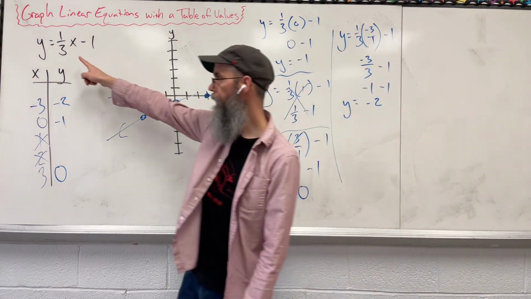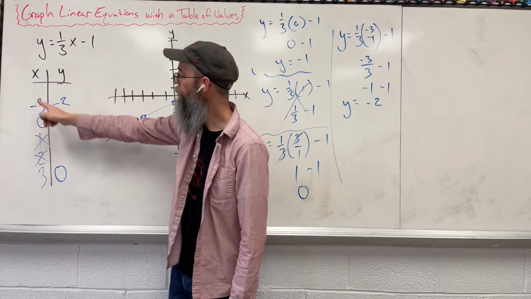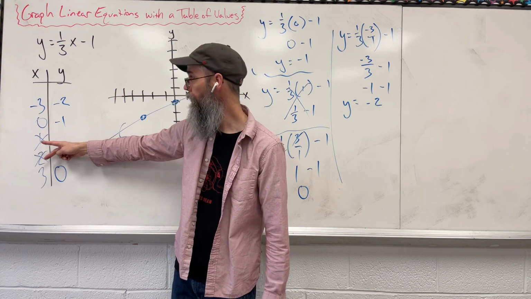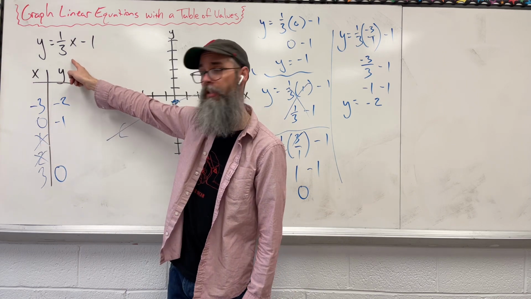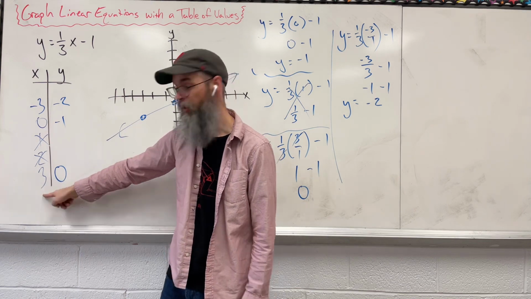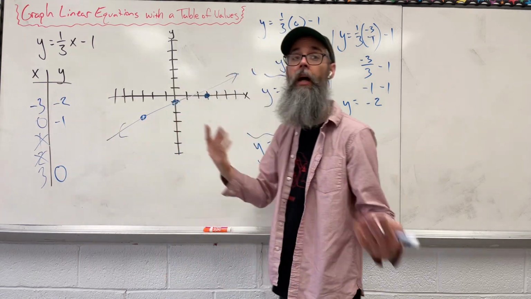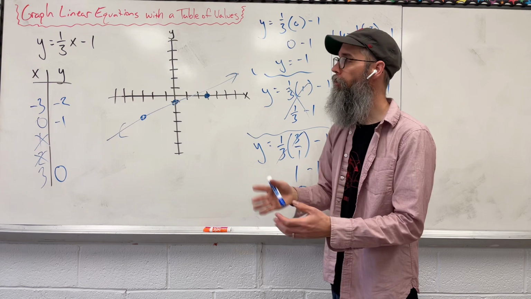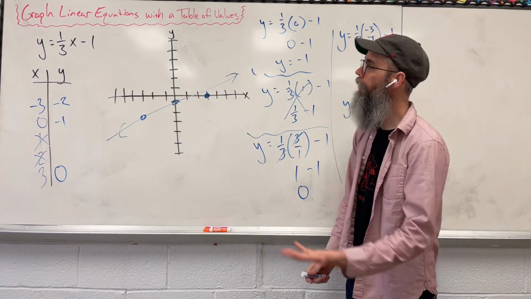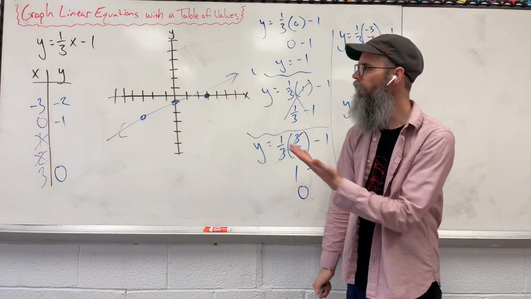Well, when we have a fraction, the numbers that we choose for x could be any number. These might give you a little bit of trouble, but try to go for multiples of what's in that denominator. 3, 0, 3. You could even do a 6 or a -6 or even -9 and 9. But multiples of 3. Multiples of whatever is downstairs here in the denominator. And that is graphing a linear equation with a table of values with a fraction in there.